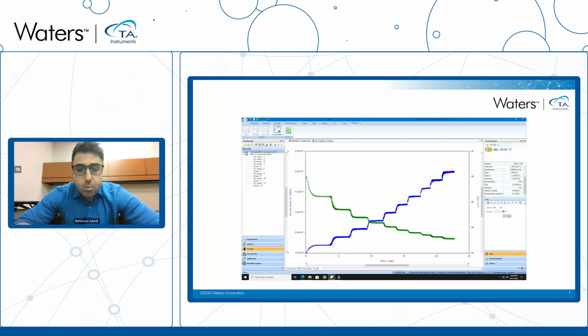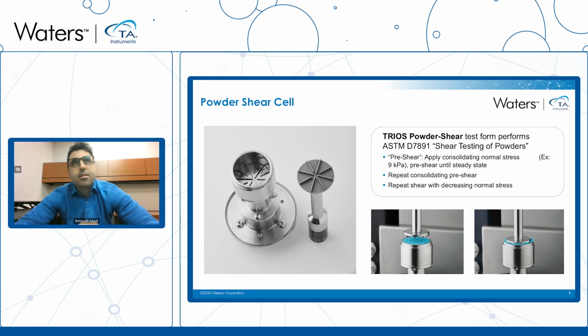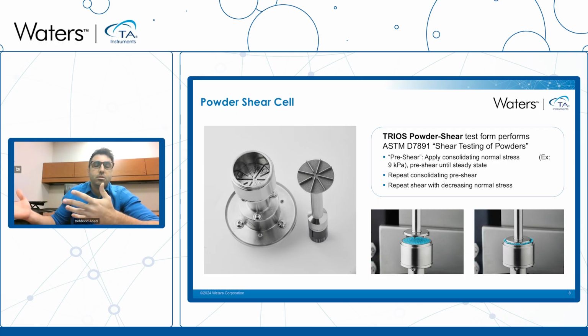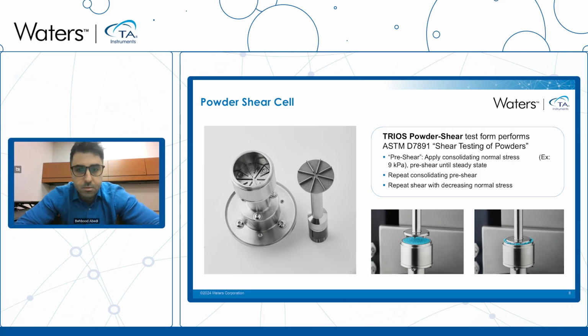The other test we can do is a shear cell test. The shear cell test is a well-known test, based on ASTM D7891, shear testing of powders. Maybe some of you have experience with the Freeman rheology powder rheometer. But as I mentioned, the beauty of this exercise is that you don't need other instruments. You can use your HR rheometers for that.